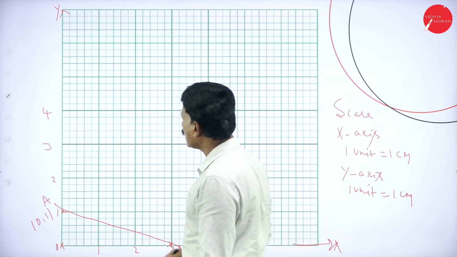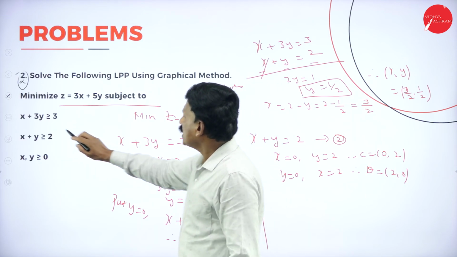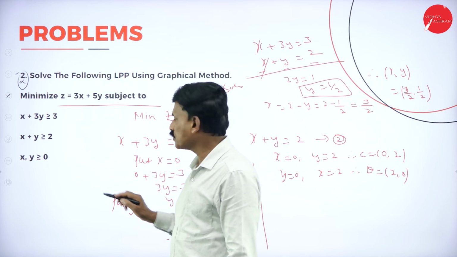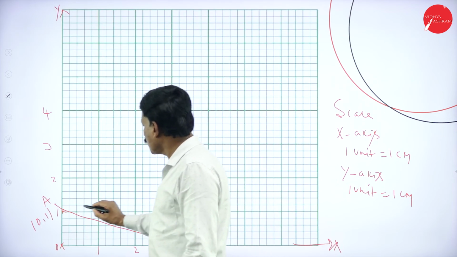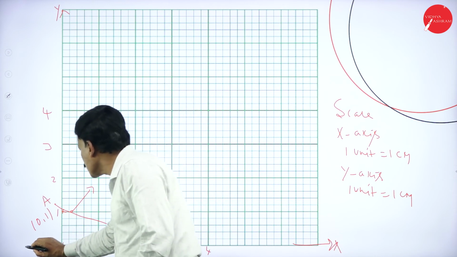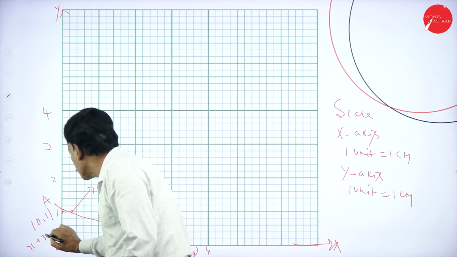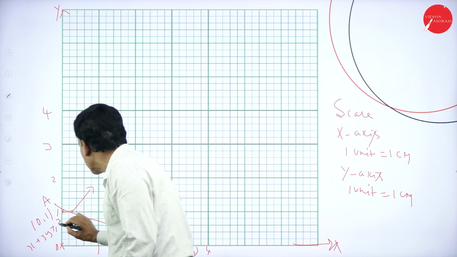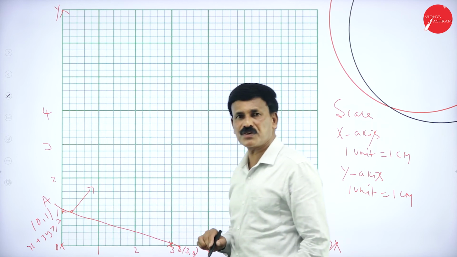Now what is the curve we are getting? x plus 3y is greater than or equal to 3. That means the feasible region is away from the origin. The equation is x plus 3y greater than or equal to 3, and the feasible region is away from the origin.